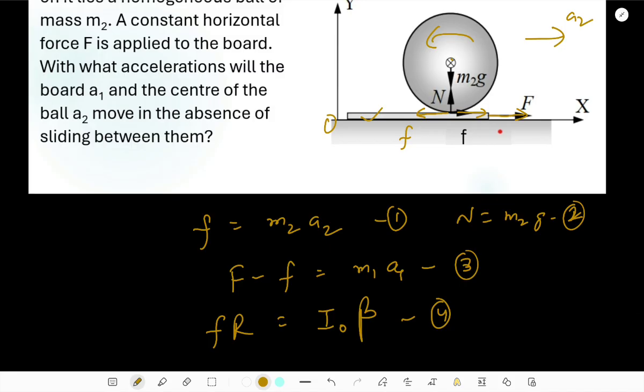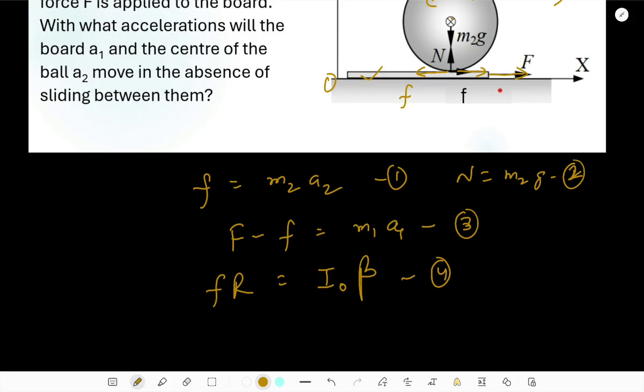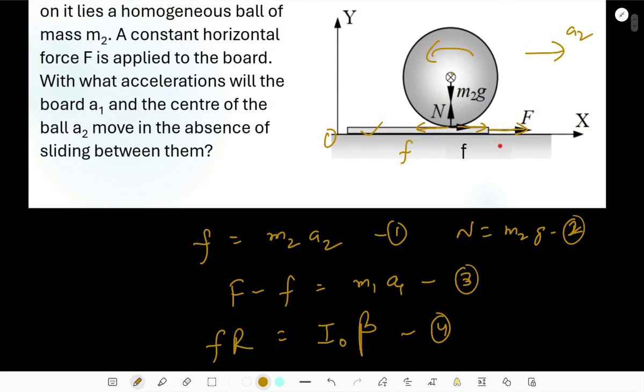And now I need something else, because equation number 2 is not going to help much. So we got 4 unknowns and 3 equations, so we need one more equation. So I'm going to supplement this system of equations of motion of the ball and the board by a kinematic equation. And what should this kinematic equation be? This is the point of contact of the board and the ball, and it is at rest with respect to the board. That means it is accelerating towards the right with an acceleration a1. So its acceleration a1 will be the point of contact's acceleration with respect to the ground in the lab frame.